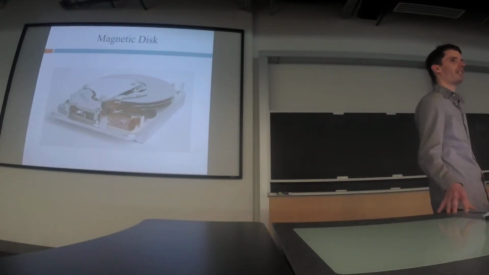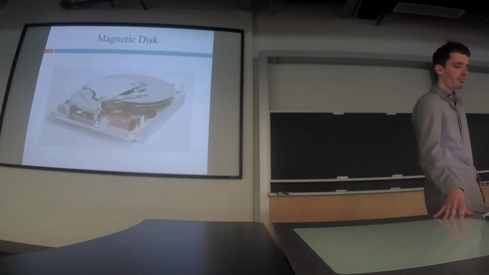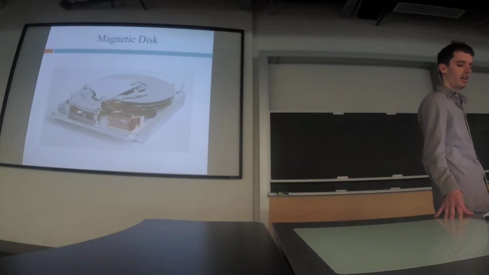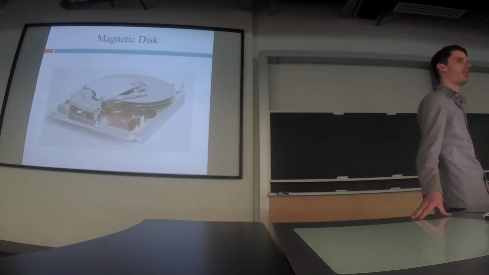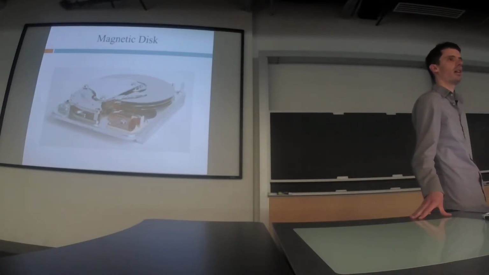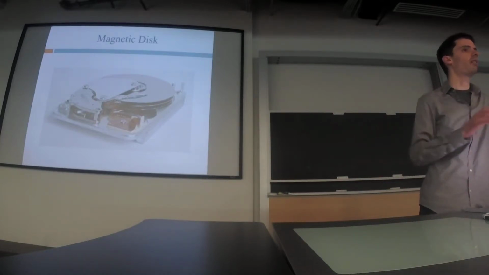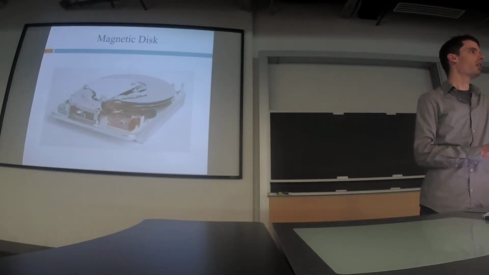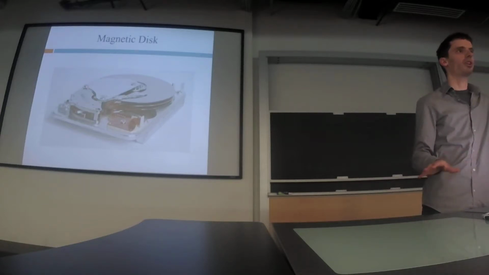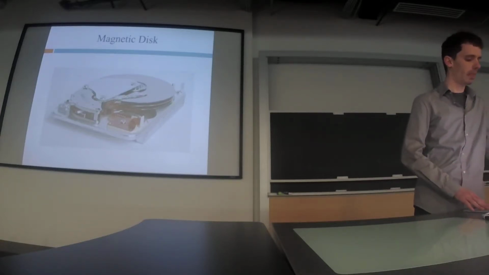Let's talk a little bit about how disks work. So this is a magnetic disk hard drive. There are other forms. There are solid-state hard drives. You might be thinking that these are going away or have already gone away. They haven't, especially not in data centers. They're cheaper. They're more reliable. Data centers still absolutely use magnetic disk storage.